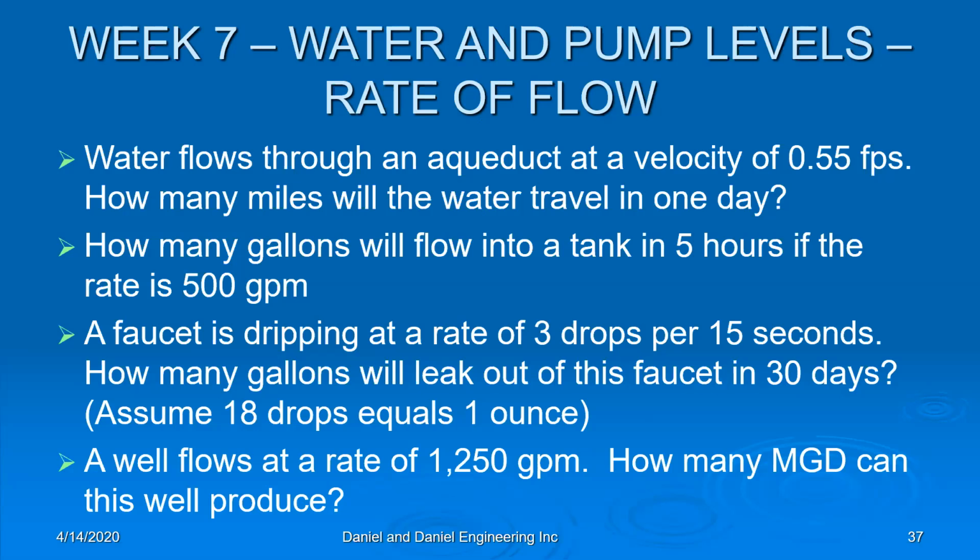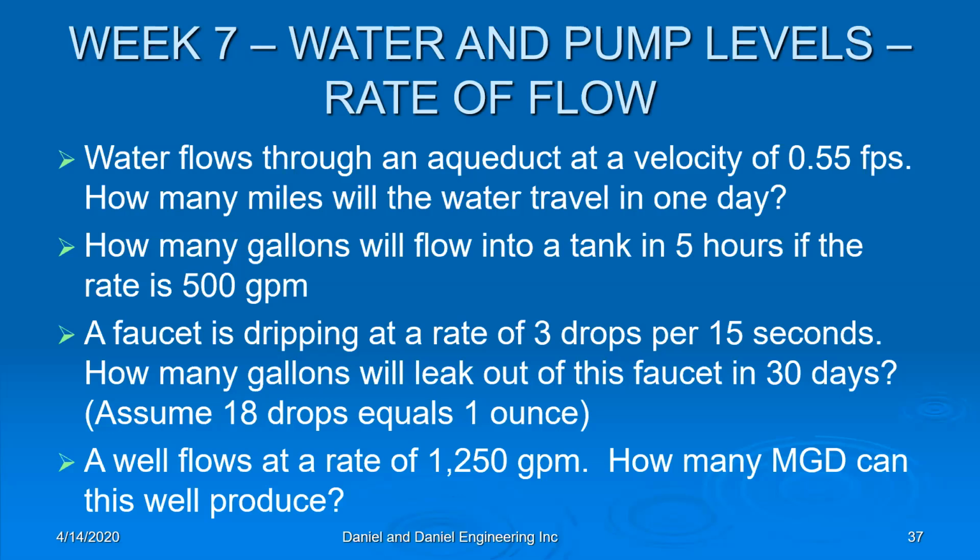Interesting. Imagine you're going 0.55 feet every second. And they want to know how many miles you travel in 1 day. So the crux of the matter: you have a velocity in this case, not flow. And you're talking about a time, 1 day. So what makes sense is to take the 1 day and bring it in terms of seconds.